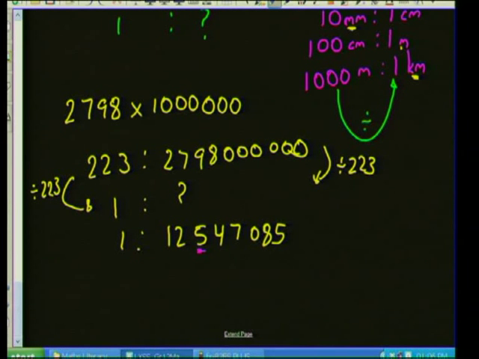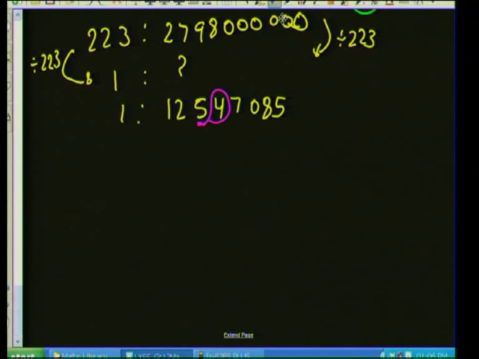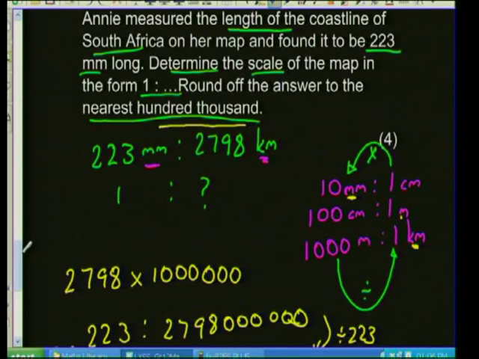I'm going to look at the number after it, and clearly I'm going to round down. So my answer is going to be 1 to 12.5 million. And that's my 100,000. Answered the question. I've got the scale. It makes sense to me because when I deal with maps of South Africa, those are the kind of values I'm looking at. And we've answered the question perfectly.